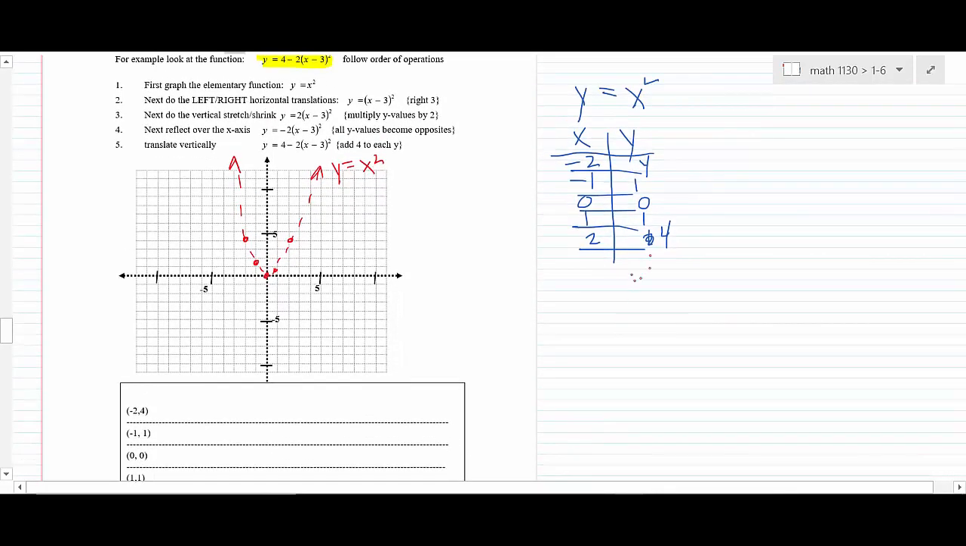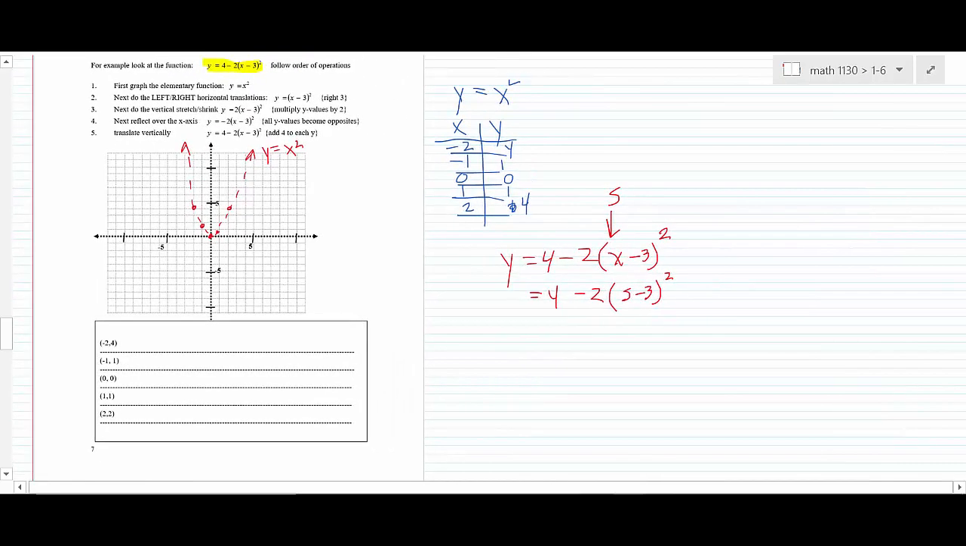Now, I want you to just pay attention to this. You do not have to write this down unless you want to, but I want to show you how order of operations works on transformations. Let's just say that you had x equals 5. I'm going to plug that in, and I would have 4 minus 2 times (5 minus 3) to the second, because when you do transformations, it matters what order you do this in. So if you were going to solve this arithmetic problem, where would you start?